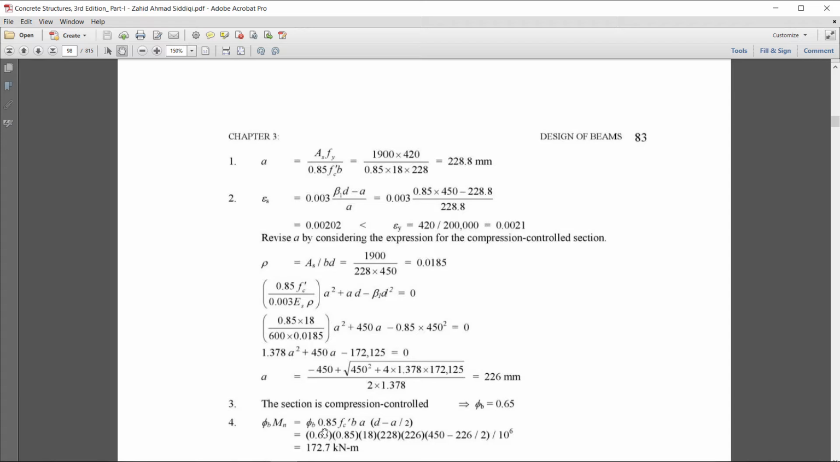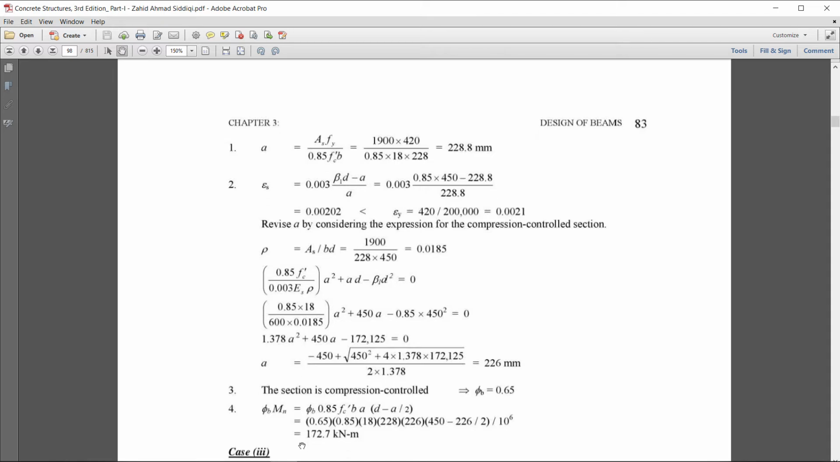Now the moment capacity. Our section is compression control, so our phi value will be 0.65. Then 0.85 Fc prime, where Fc prime is 18 megapascal, b is 228 millimeter, and a is 226 millimeter, that we have calculated, times 450 minus 226 divided by 2, and the whole formula is divided by 10 raised to the power 6. Your moment capacity is 172.7 kilonewton meter. That second part is also complete.